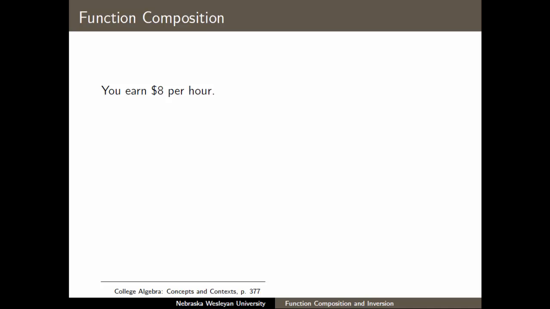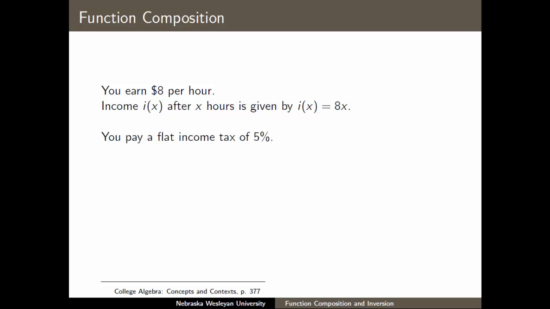Suppose at your job you earn $8 per hour, so we might write that as a function that our income after X hours is equal to 8X. A related function is that you pay a flat income tax of 5%. This function we might say that the tax on X dollars is 0.05 times X. It's important to note that X means two different things depending on which function I'm talking about. In the income function, X represents hours, and in the tax function, X represents dollars.